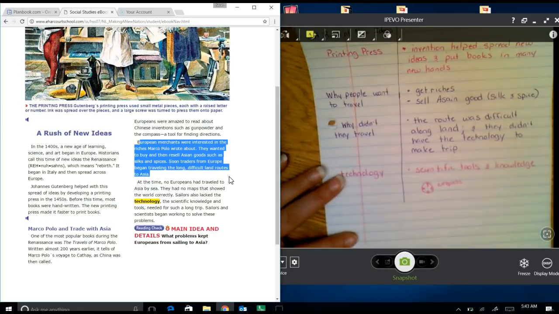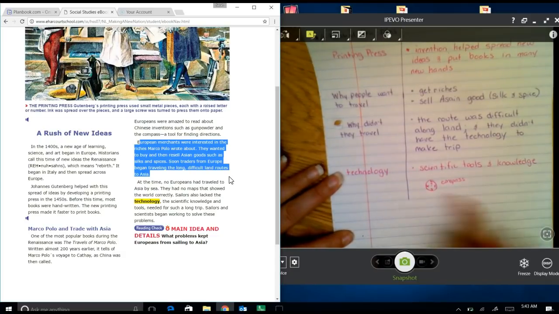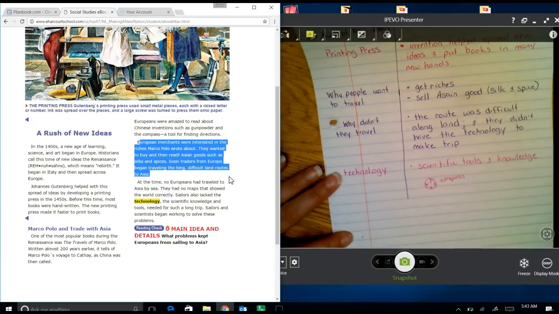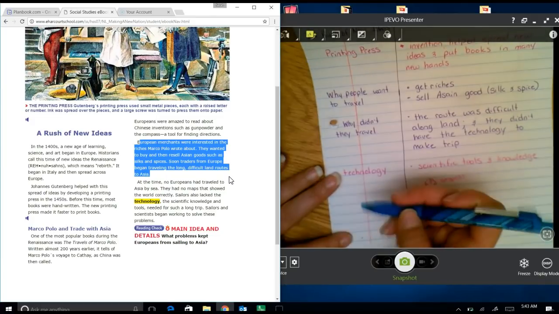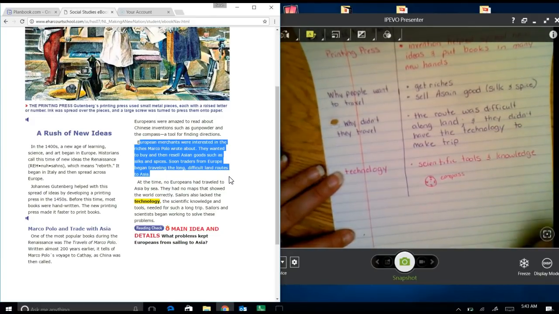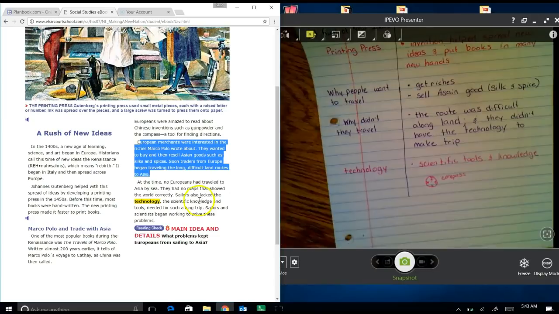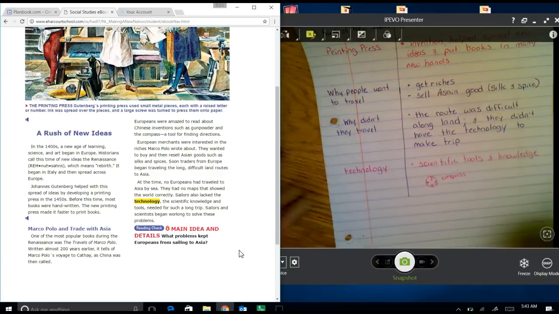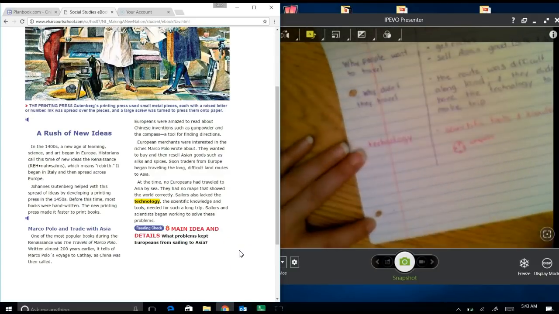Okay. Now, I'm going to go down here, and down here at the bottom, this is my reflection. This is when I'm going to move to my next color, for me, blue. This is when I'm going to talk about ideas, okay? As you can see, our book actually has some main ideas and details set up right here for you with a specific question that you can answer. What problems kept Europeans from sailing to Asia? Okay, I'm going to write my question over here on the side.